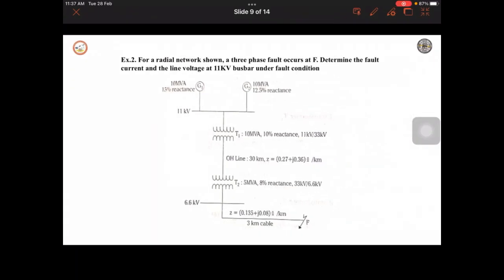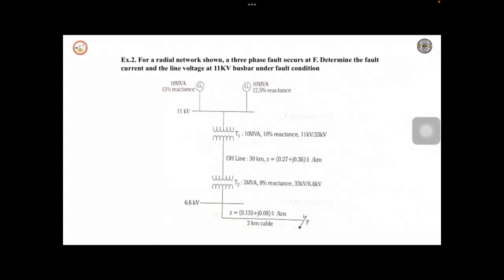Next, let us consider one more example to understand how to calculate this using short circuit analysis. Here, for the radial network shown, the three phase fault occurs at F. Finding the current involves determining the pre-fault reactance diagram for the given power system, and here the fault current is required, and the line voltage at the 11 kV bus bar under the fault condition. So, first we have to write the equivalent circuit of this.